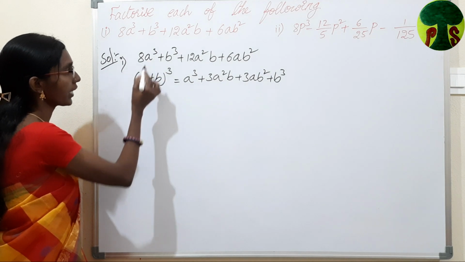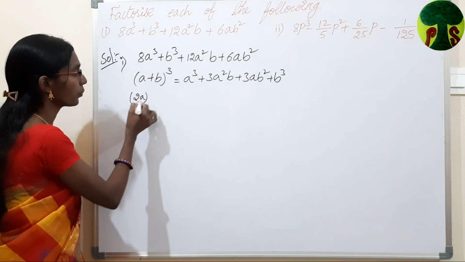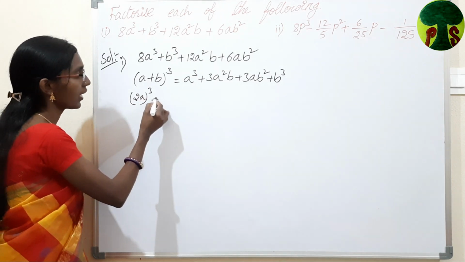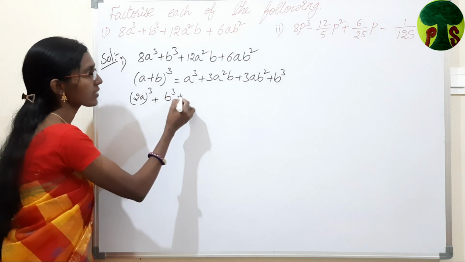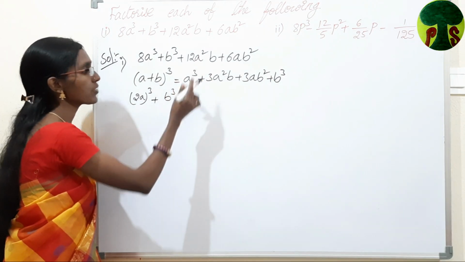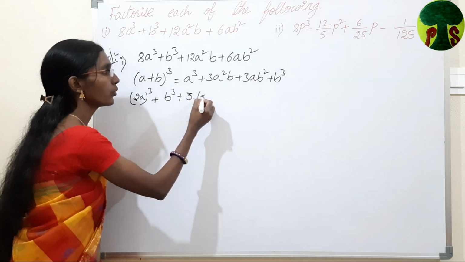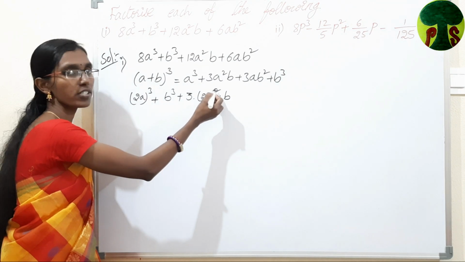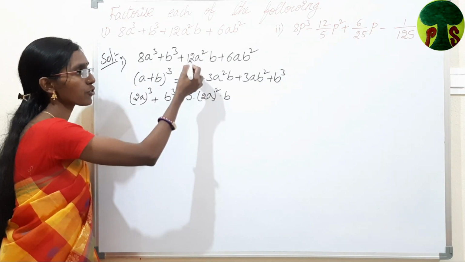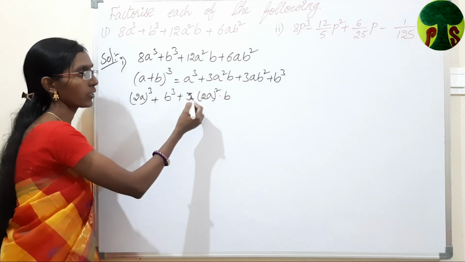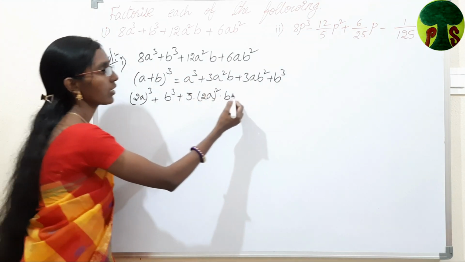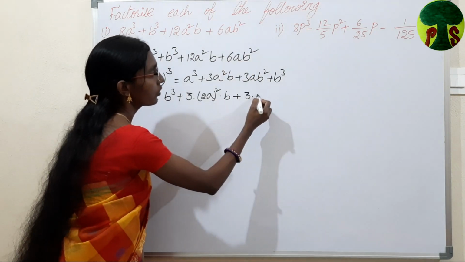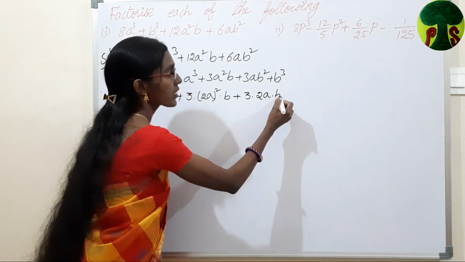Now we can write 8a cube as (2a) whole cube, which is nothing but 8a cube, plus this is b cube, plus I am writing 12a square b as 3 into (2a) whole square into b. Now here (2a) whole square, 2 square is 4, 4 into 3 is 12, a square b. So 3 into (2a) square into b, plus I am writing 6ab square as 3 into 2a into b square.